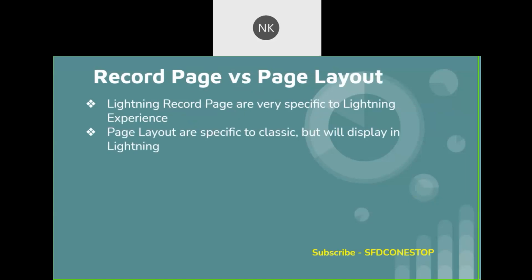So now let us try to understand what is the difference between the record page versus the page layout. As it is mentioned, it is a lightning record page, it is very specific to the lightning experience. Now, when you come to the page layout, this is something which is very specific to the Classic. However, whatever changes or layouts you have in the Classic, you can also use in the Lightning in the detail section, that is the record detail section. So we'll take an example of a case object. We will use the existing page layout, that is a Classic page layout, and we will see how that page layout can be displayed in the Lightning record pages as well.